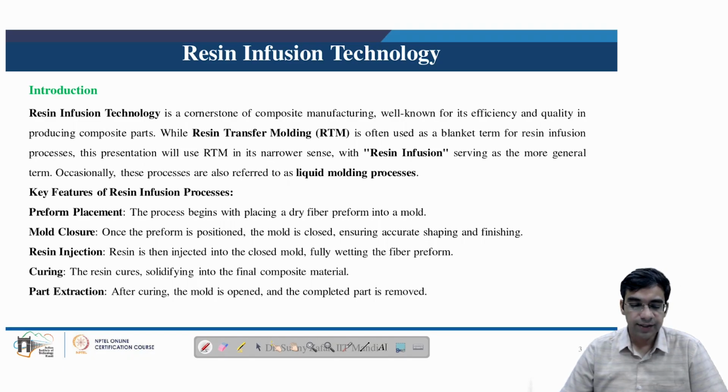The third step of this process is resin injection. Resin is injected into the closed mold which holds the preform, and this injection ensures the complete wetting of the fiber preform.